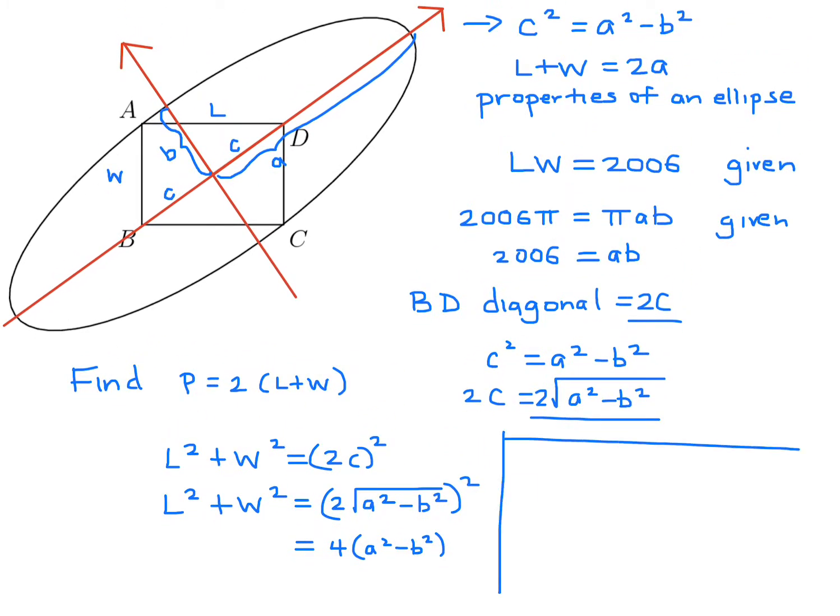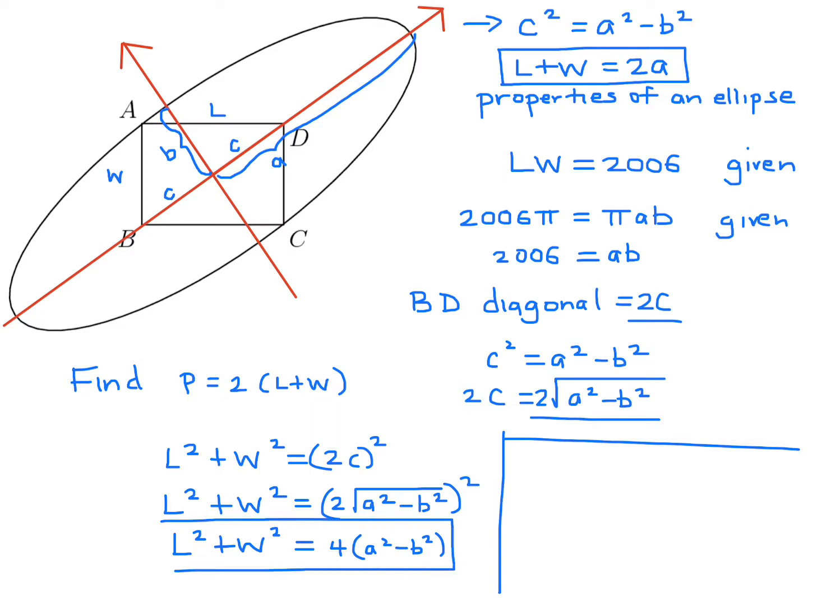All right, and then the next equation that will be beneficial to us is this one right here. I'll circle it. L plus W is equal to 2a. These two equations will help us solve for L and W, and in particular, what we are really looking for is the perimeter. So there we go.